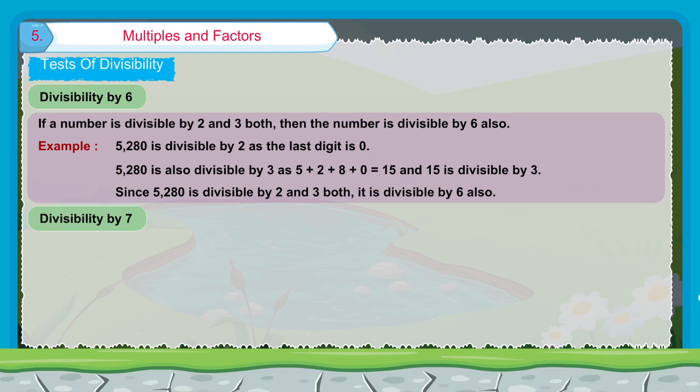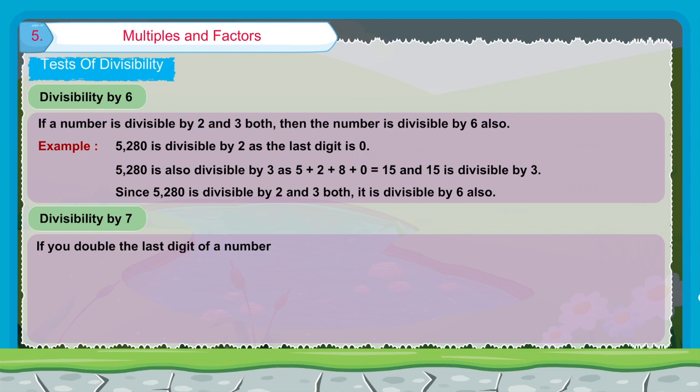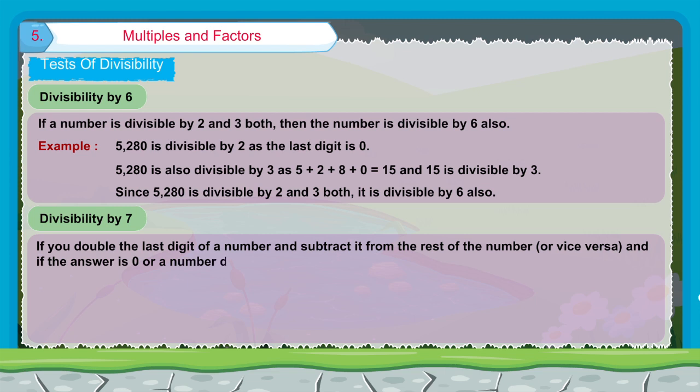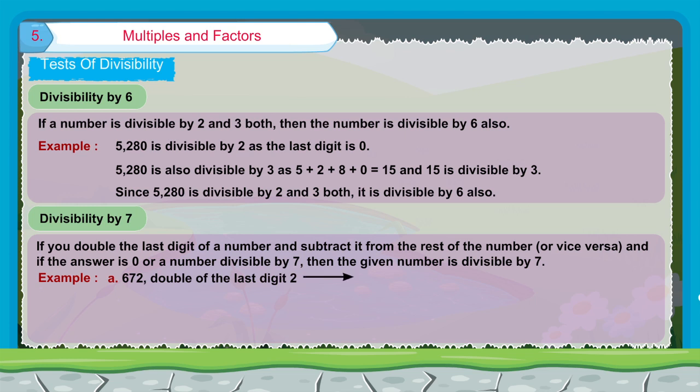Divisibility by 7. If you double the last digit of a number and subtract it from the rest of the number or vice versa, and if the result is 0 or a number divisible by 7, then the given number is divisible by 7. Example A. 672, double of the last digit 2 is 4.